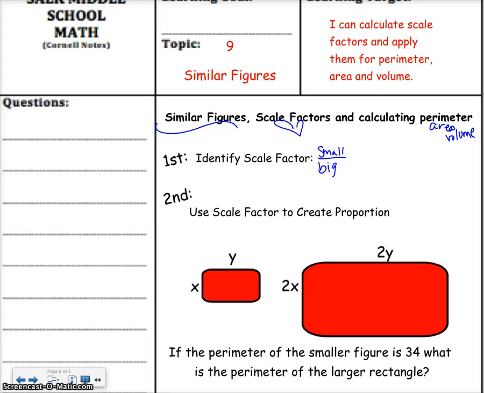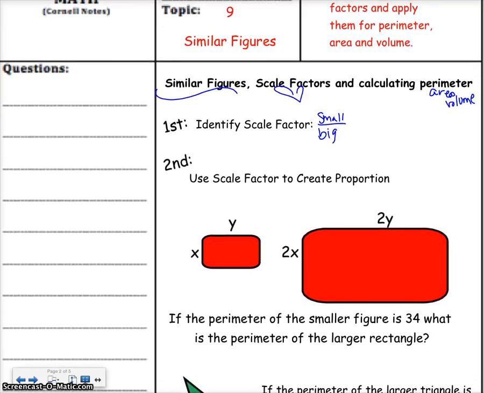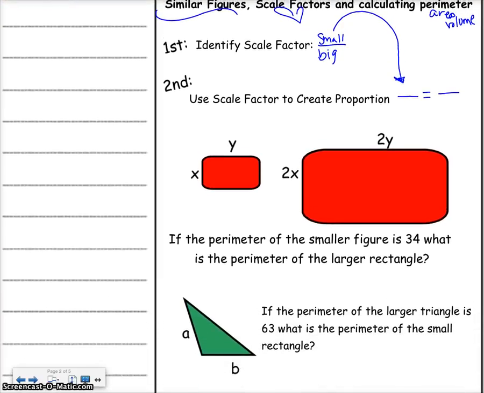And then the second thing that you'll do to use your scale factor to calculate perimeter is create a proportion utilizing it. So this scale factor you made will be the first ratio on your proportion. So let's actually apply these steps. Okay, the actual question, given the first two rectangles, is down here where I started.